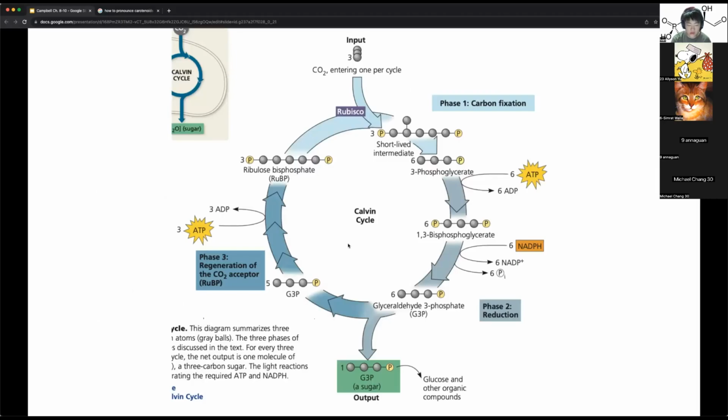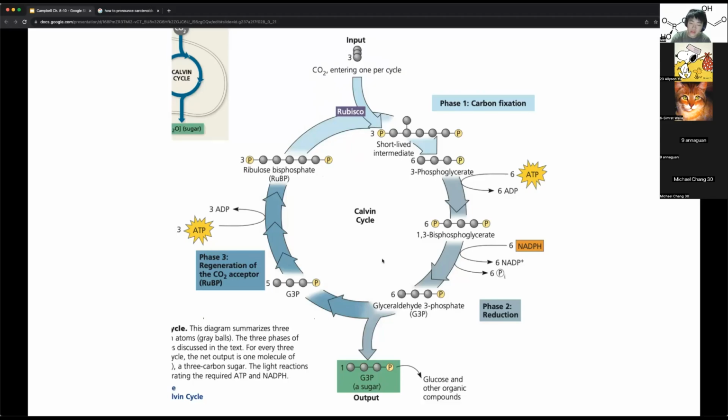Oh, so here is the graph I was looking for. So yeah, you can see here, CO2 goes in and gets fixed using the Rubisco enzyme. It gets converted into some short-lived intermediates, and it gets converted to G3P in reduction. And then only one G3P is the output, and then everything is cycled back into RuBP, which is then added to the 3 CO2. So 3 RuBP plus 3 CO2, and then the cycle continues.